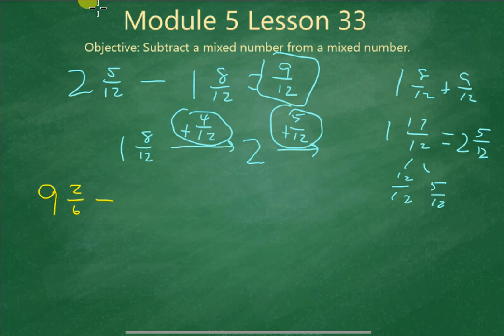And from that, we're going to take away 3 and 5/6. Pause the video and see if you can do the arrow method.